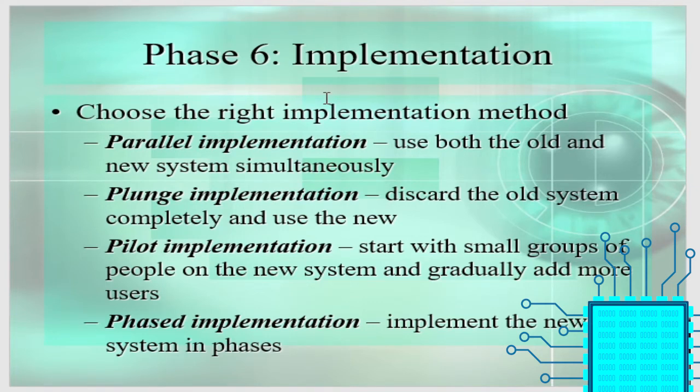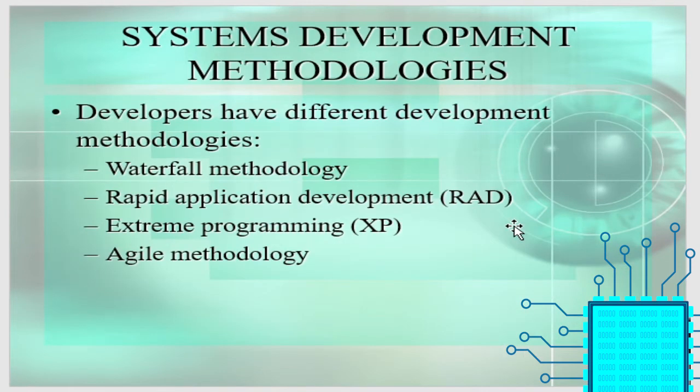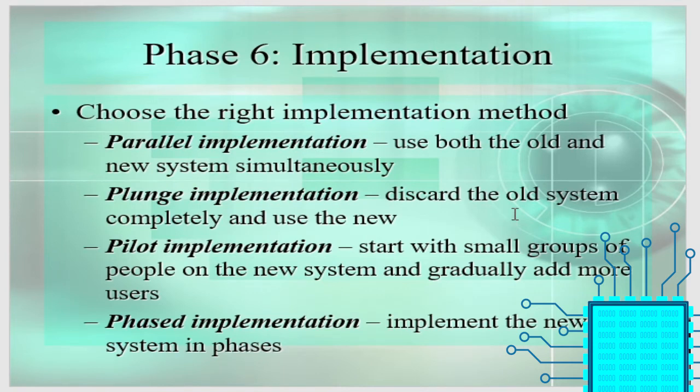While implementing the system, the technicians choose the right implementation method. Parallel implementation, plunge implementation, pilot implementation, phased implementation, which are the various implementation choices. In parallel implementation, which uses both the old and new system simultaneously. Plunge implementation, which discards the old system completely and uses the new one. Pilot implementation, start with a small group of people on the new system and gradually add more users. Phased implementation, implement the new system in phases.